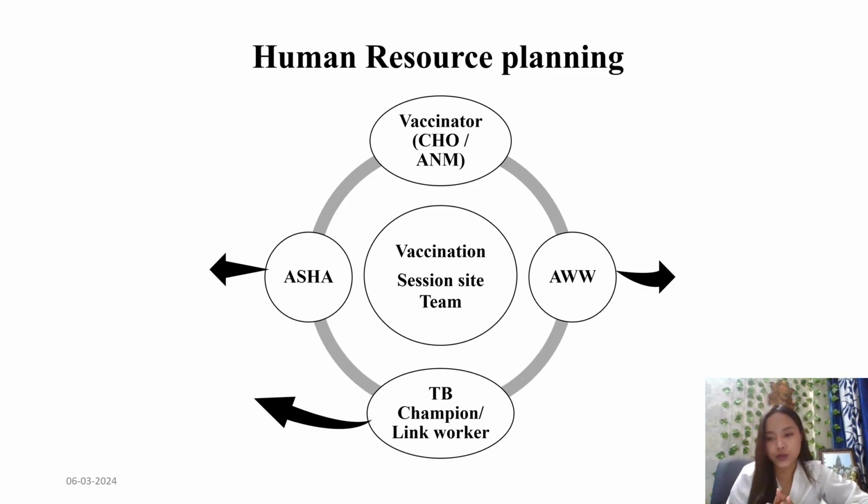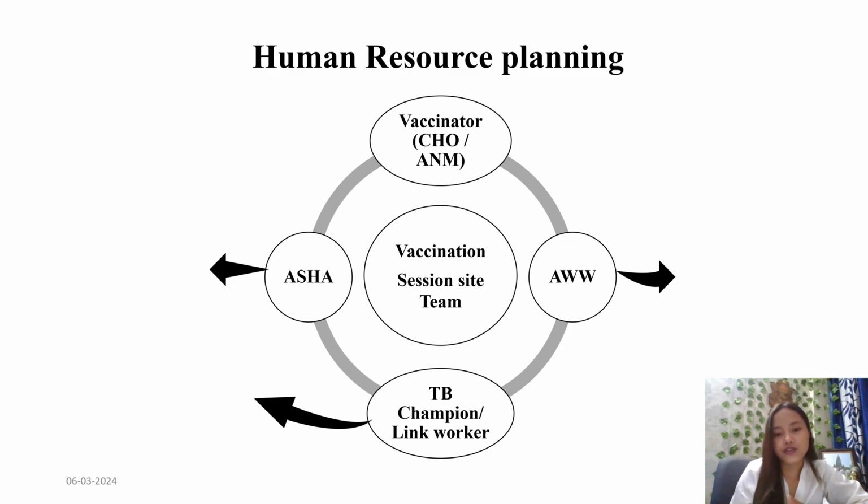Now, coming to the human resource planning. Each vaccination session site will have a team consisting of a vaccinator, who will be a community health officer or an ANM, and this vaccinator will be allotted by the health facility manager. In addition to this, there will be an ASHA, Anganwadi worker, and the TB champion or link worker. Now, this TB champion is a person who had previously suffered from TB but has successfully completed the treatment. So, as a survivor, he acts as a role model to currently affected TB patients and their families.